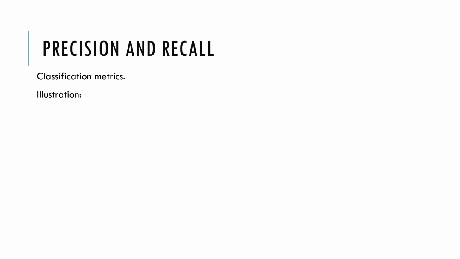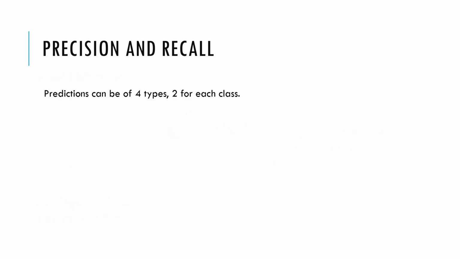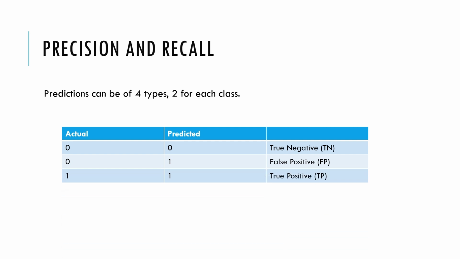Suppose we have a binary classification model which takes in input some data and outputs predictions in the form of zeros and ones, where 0 is the negative class and 1 is the positive class. Now the predictions can be of four types, two types for each class. We can see that for class 0, there can be two types of predicted values. We could have correctly predicted as 0 or made an error and predicted as 1. And similarly, for class 1, we could have correctly predicted as 1 or made an error and predicted as 0.